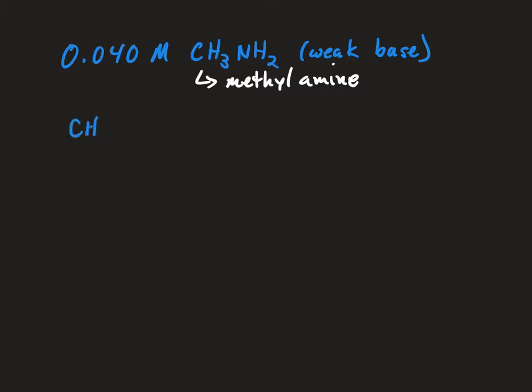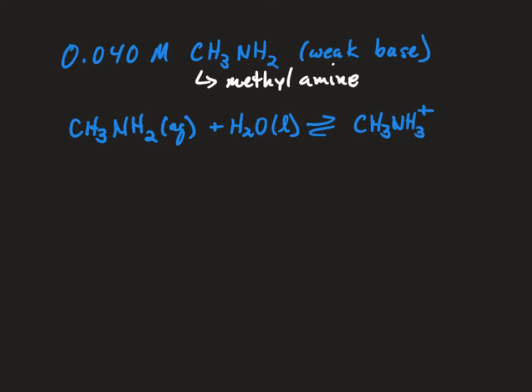So we've got to take our methylamine, dissolve it in water, and let it react with water to create the methyl ammonium ion in water plus hydroxide ion in water. And so that becomes our equilibrium.